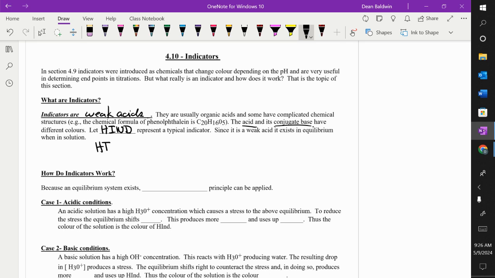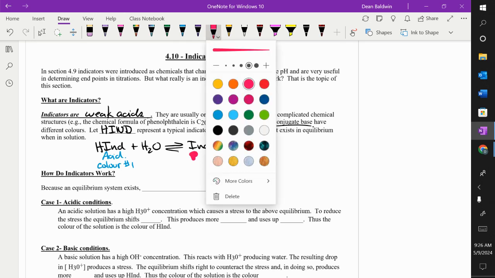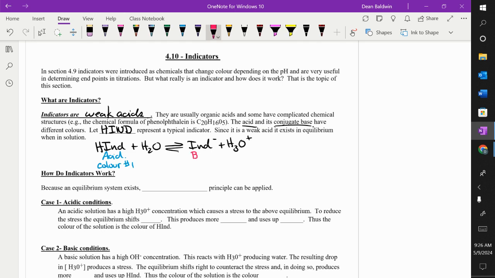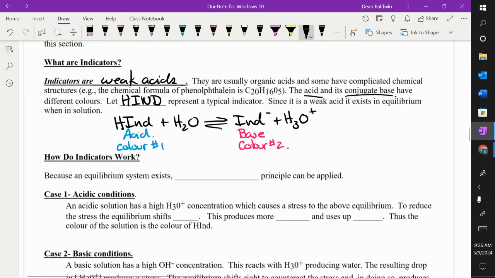So if we have HInd plus water, throw it into water. It's a weak acid, so it'll set up an equilibrium. It'll donate a proton, and you get this equilibrium happening. HInd is the acid, obviously, because it's got the proton. It will have a certain color. We'll call it just color number 1. Ind minus is the base, and it will have a different color. We'll call it number 2.